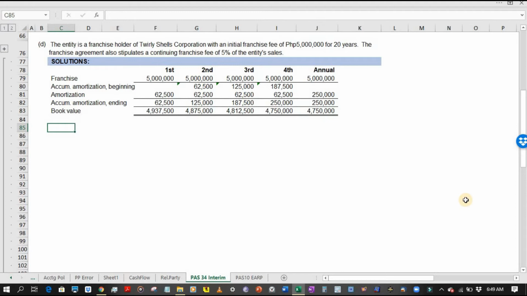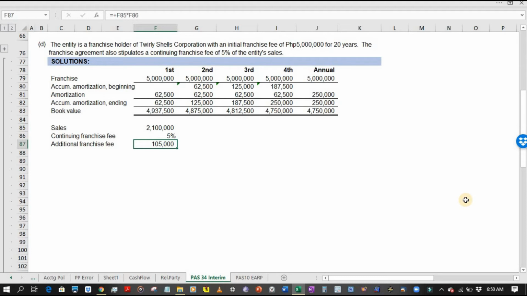So let's start with the first quarter. The sales that we have recognized in the first quarter based on FOB destination is 2.1 million pesos. And the continuing franchise fee is 5%. So the additional franchise fee, which is an expense account to be recognized for the first quarter, is 105,000 pesos, and this will appear in the income statement.